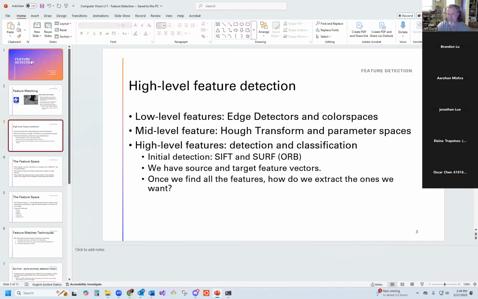The next step that we have to solve, sort of the next big problem is, I have extracted every feature and I have the feature vectors for those in the feature space, and I have the feature vector for my thing in the feature space. So how do I go from having every feature to the feature I want, right? We can detect all these features, but the idea is now, how do we extract the features we want?